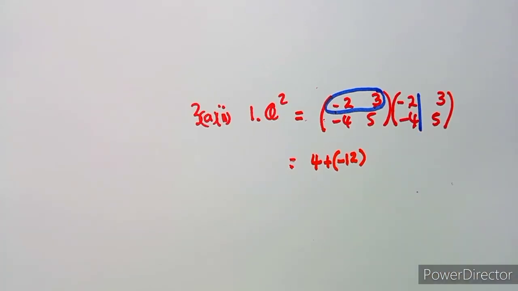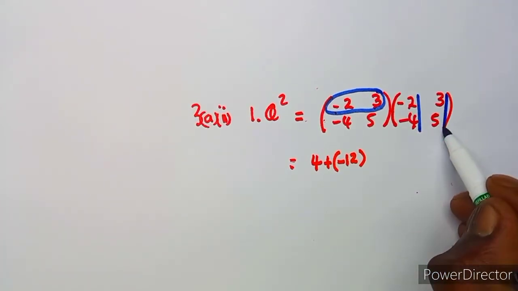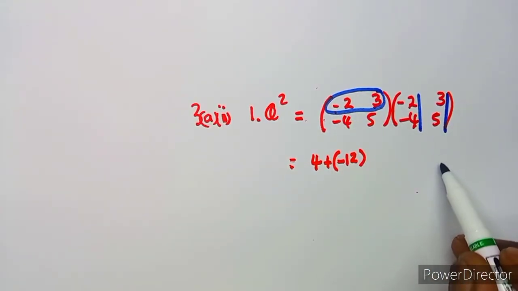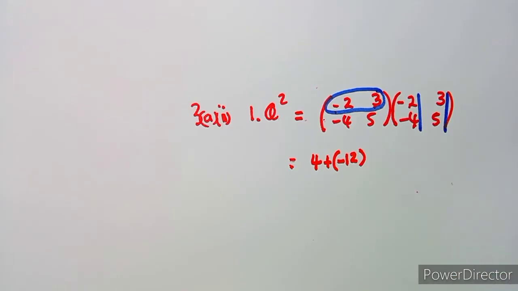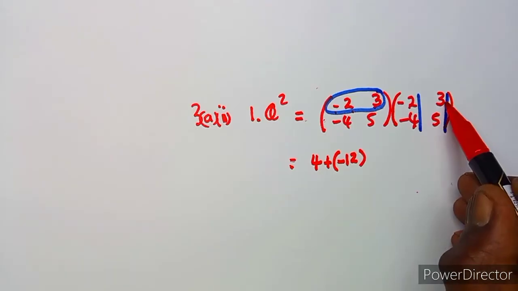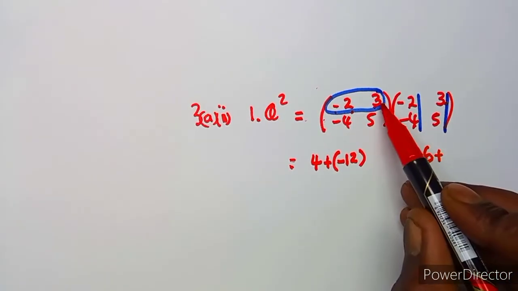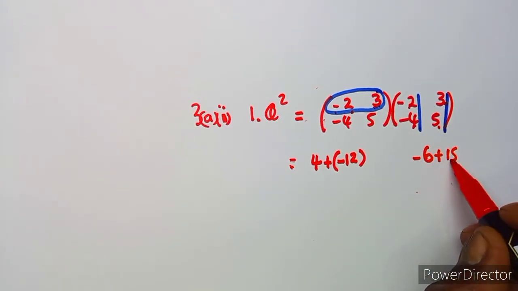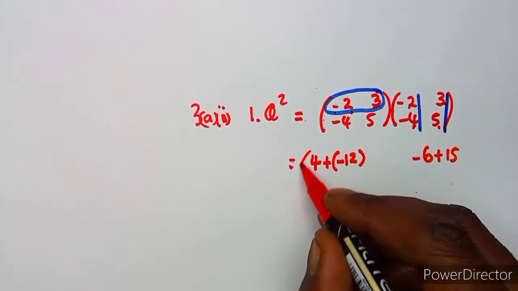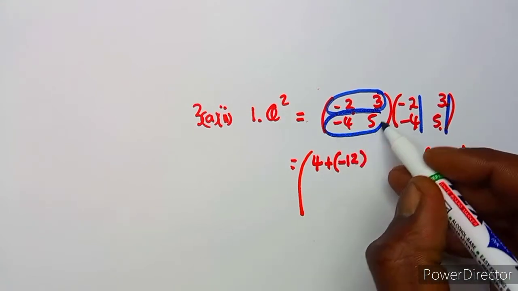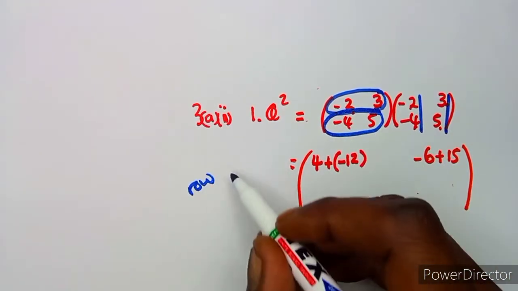You move on to this column, still under the same row. So you have to write under this column now, because you are now on this column. So this is minus 2 and 3. So it's minus 2 times 3, which is minus 6, plus 3 times 5 here, which is 15. So I'm done with this part. I have to go down now to this row. I'm now working with this row here, a row like this.